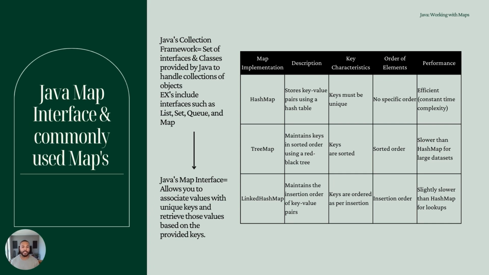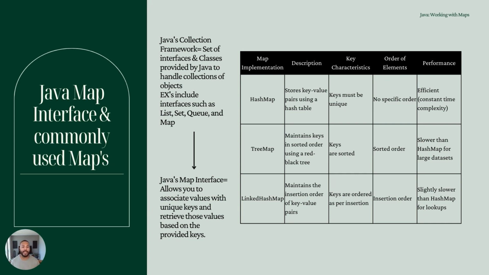The absence of ordering provides superior performance in terms of retrieval and insertion, especially for large data sets. However, as HashMaps do not guarantee any specific iteration order, the iteration sequence may vary between different runs. The second map implementation is the TreeMap. The TreeMap is a sorted implementation of the Map interface that stores key-value pairs in a red-black tree. It maintains keys in a sorted order, which makes it suitable for scenarios where keys need to be in a specific order, such as natural order.